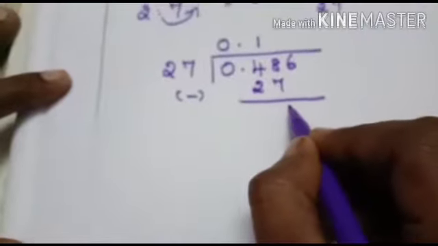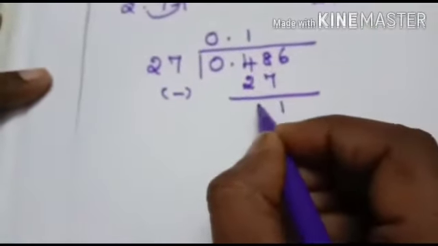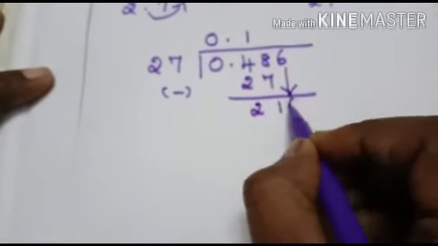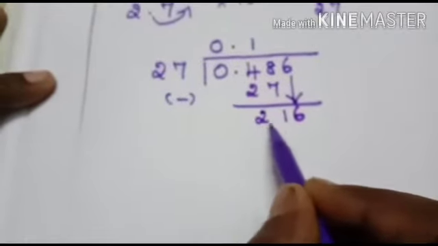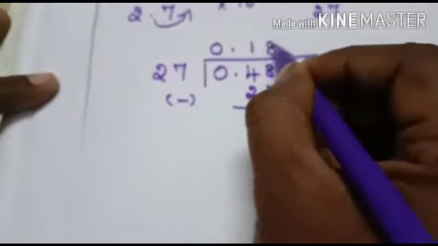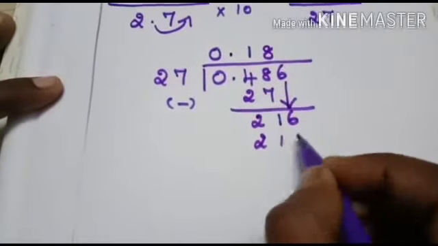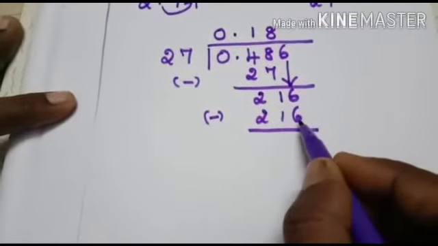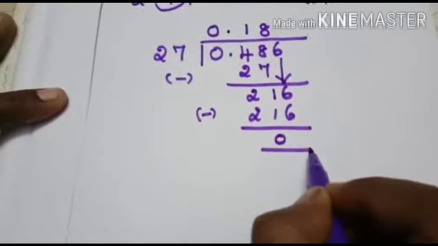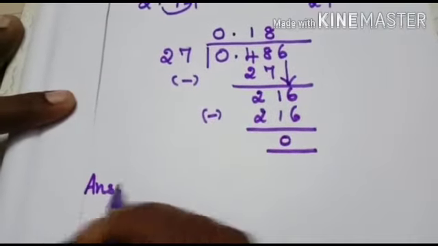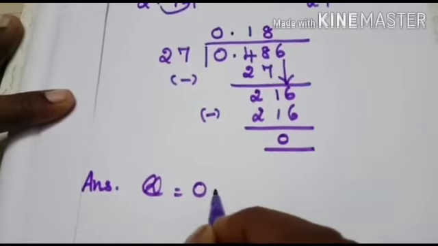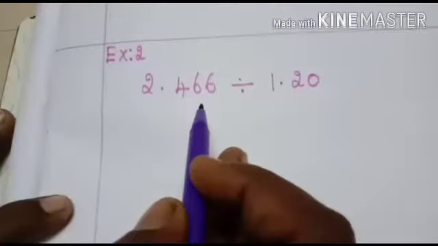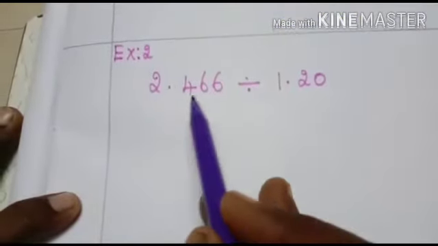8 minus 7 is equal to 1. 4 minus 2 is equal to 2. And then we drop down the next number 6. Now the number is 216. 8 27s are 216. Now we have to subtract. 216 minus 216 is equal to 0. Now the answer: quotient is equal to 0.18. Remainder is equal to 0.